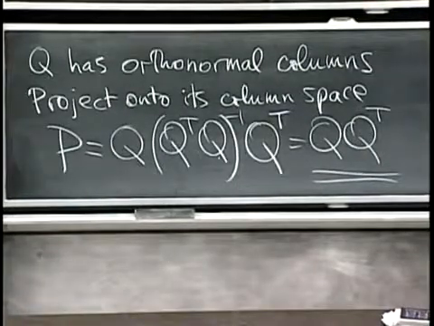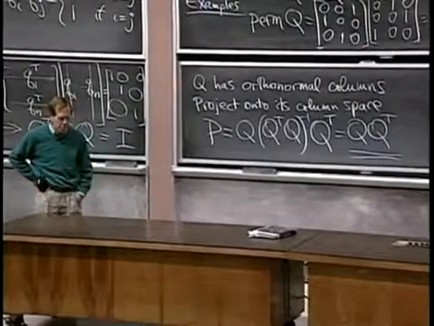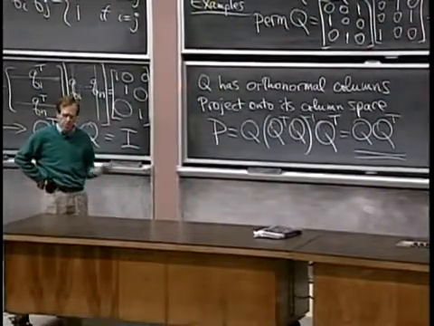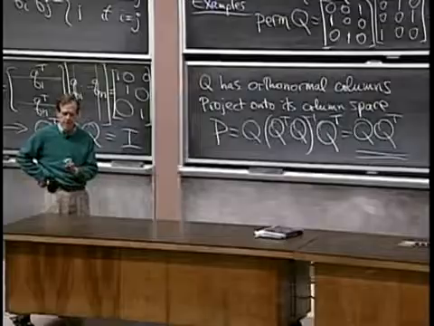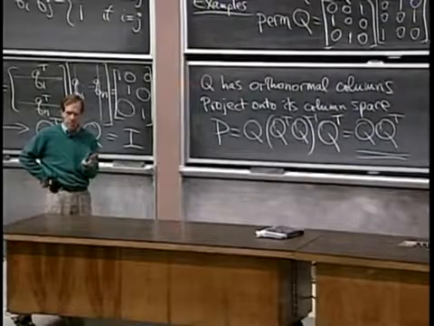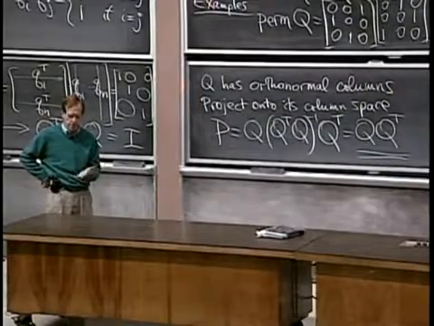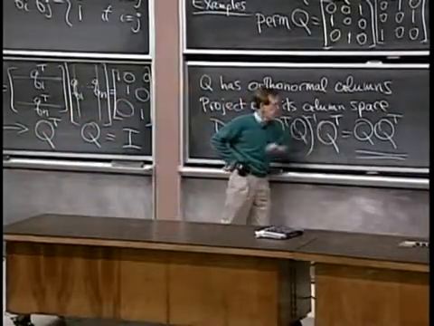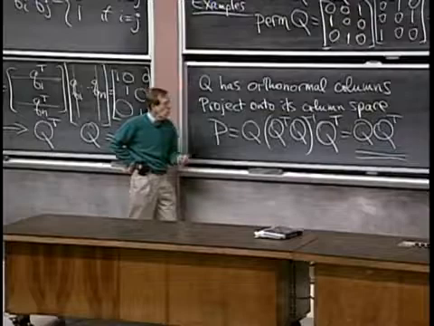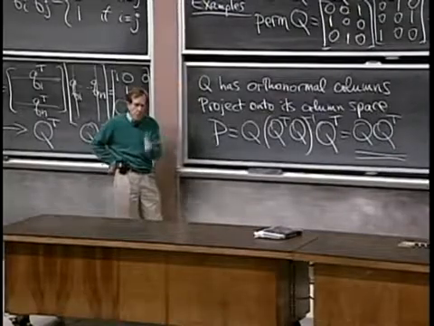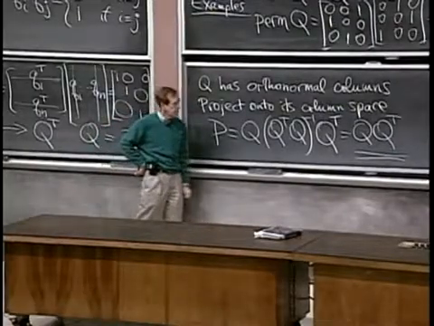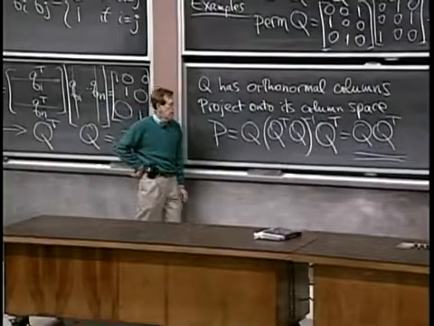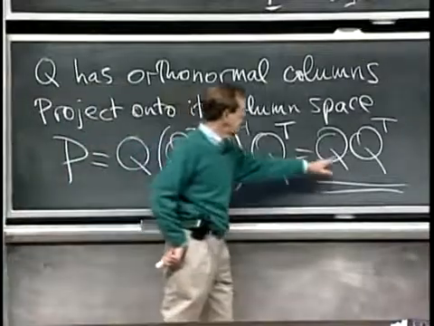Oh, I can't resist just checking the properties. What are the properties of a projection matrix? There are 2 properties to know for any projection matrix. And I'm saying that this is the right projection matrix when we've got this orthonormal basis in the columns.